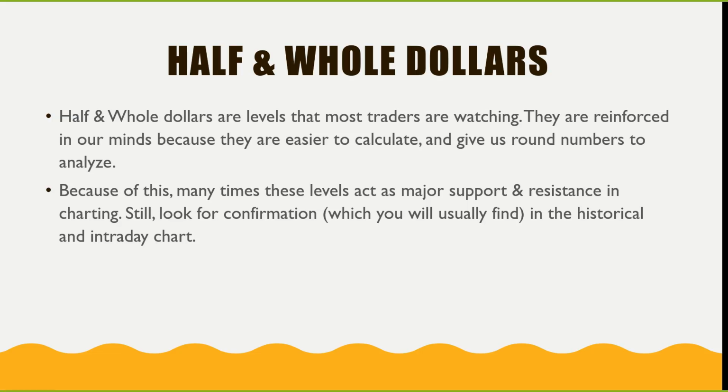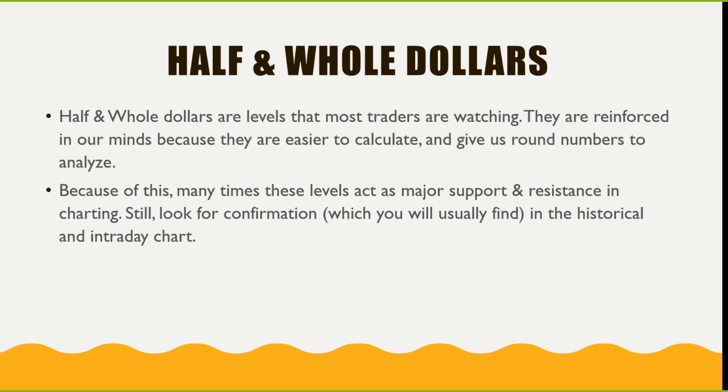But the next thing I want to go over is half and whole dollars. They are reinforced in our minds because they are easier to calculate and give us round numbers to analyze. That's usually why half and whole dollars work, because those are levels that people are specifically locking onto when they look at a chart and its price. Like this says, they're easier to calculate, really easy numbers to add up. People latch onto those levels, and because of this, many times these levels act as major support and resistance in charting.